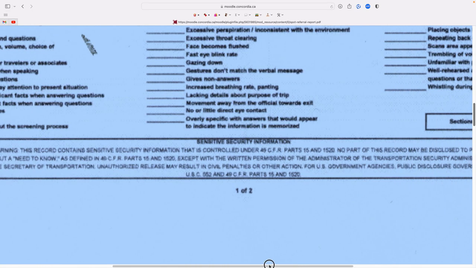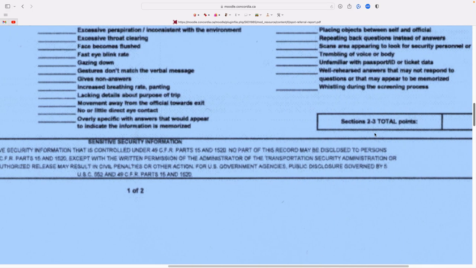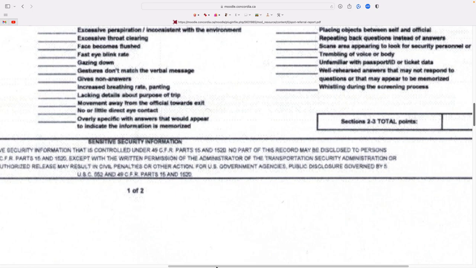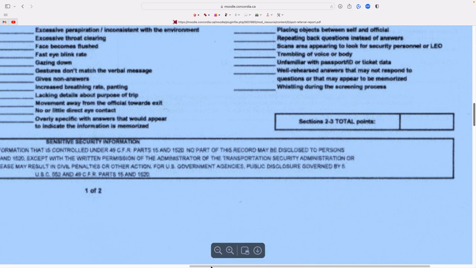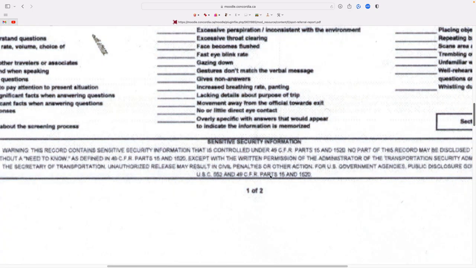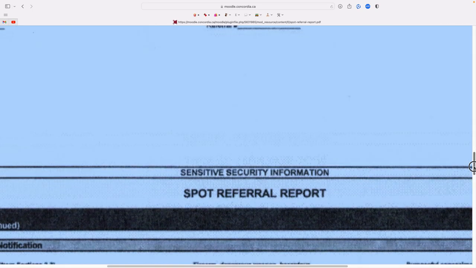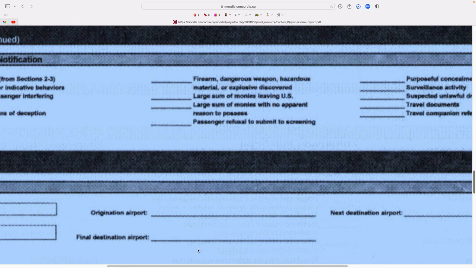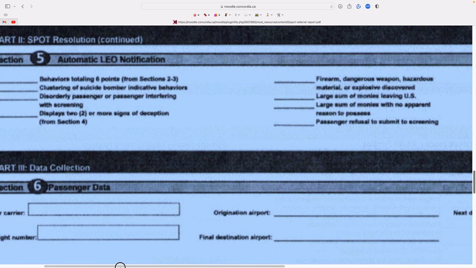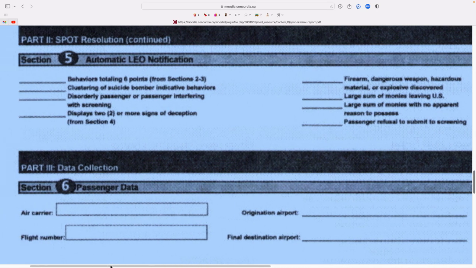And similarly, there's a scoring system for these. If you get 2 to 3 points, then they, I can't remember, they send you to law enforcement or they send you to secondary screening. And then these are the things that result in what they call automatic law enforcement notification.